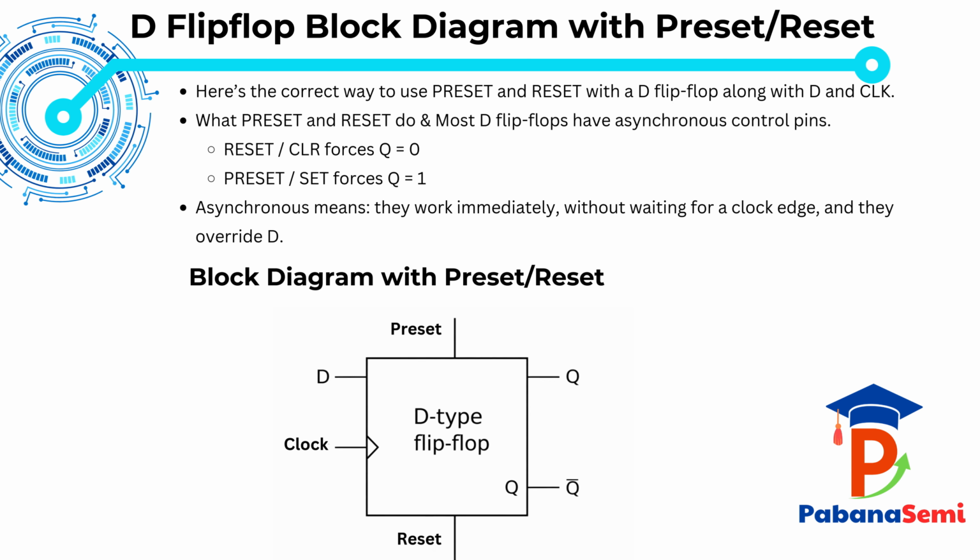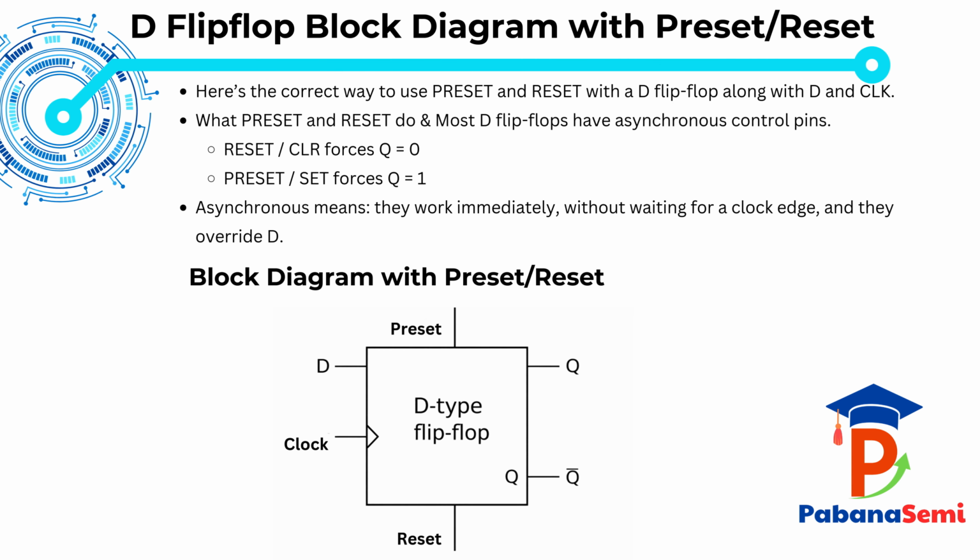In this slide, we are looking at a D flip-flop with preset and reset control signals. Let's understand how these signals work along with D and clock. Most practical D flip-flops include asynchronous control pins called preset and reset. Reset, also called clear, forces the output Q to 0. Preset, also called set, forces the output Q to 1. The key word here is asynchronous. That means preset and reset work immediately. They do not wait for a clock edge, and they override the D input.